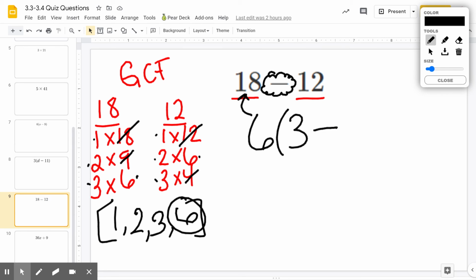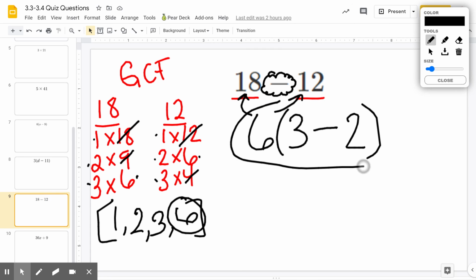Then we have to say 6 times what gets me to 12? Well, that's 6 times 2, right? 6 times 2 is 12. And we close parentheses because there's no other numbers here, right? So our answer is 6 times 3 minus 2.